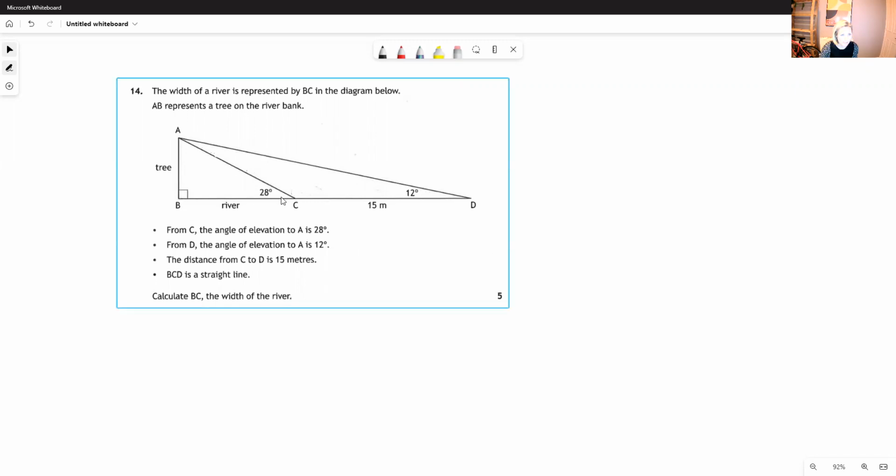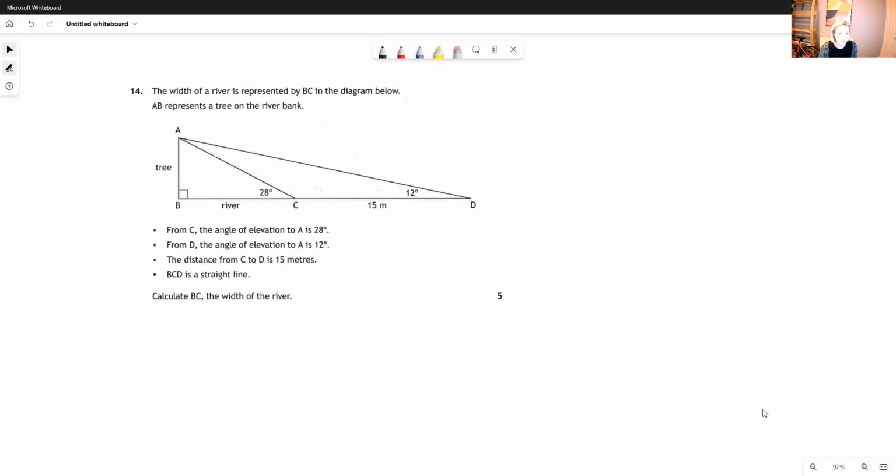The width of the river is BC and AB is a tree. And if you're standing at C, at the edge of the river, the angle of elevation to the top of the tree is 28 degrees. And if you're standing further over at D, the angle of elevation is 12 degrees. And the distance from C to D is 15 meters. And BCD is a straight line. And we're to calculate BC, the width of the river.